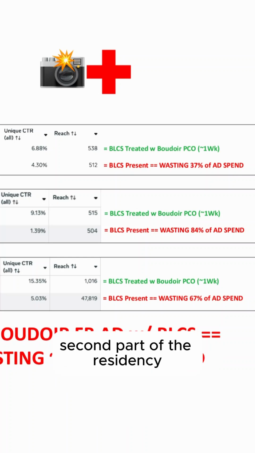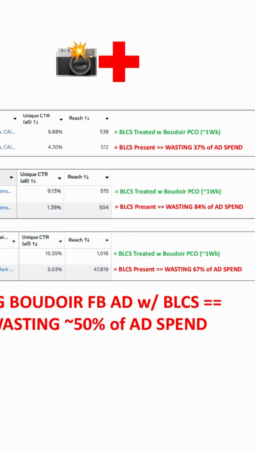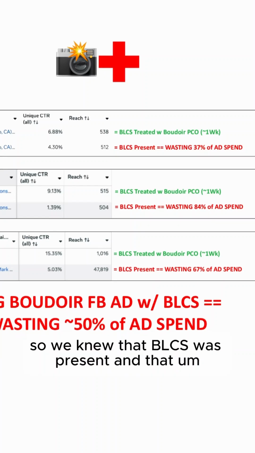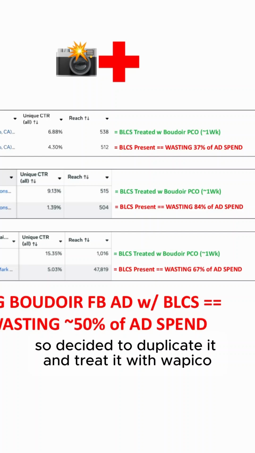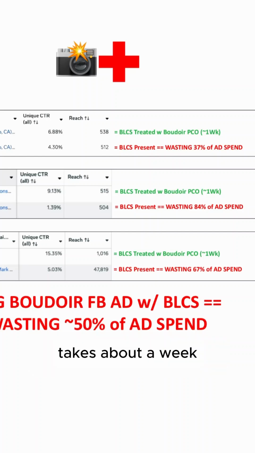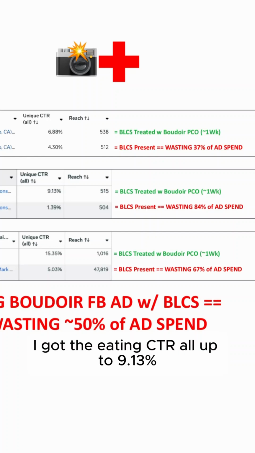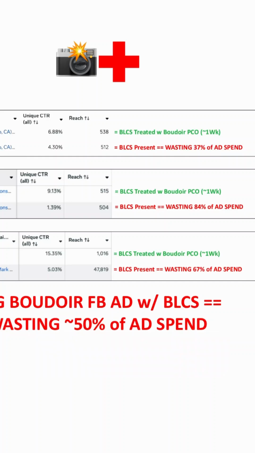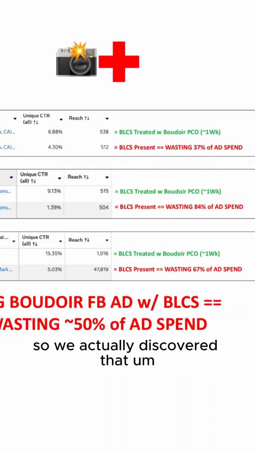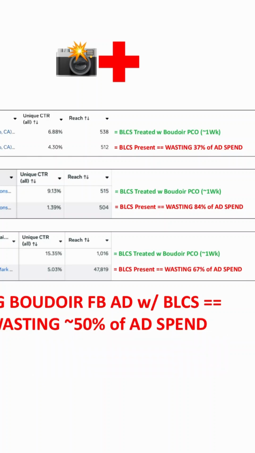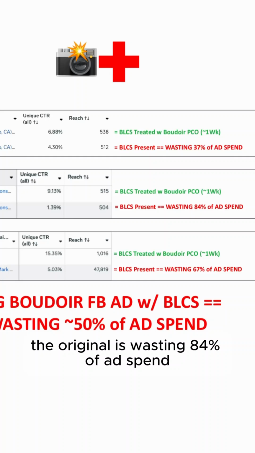Second part of the residency, found a boudoir Facebook ad that had 1.39% unique CTR all. So we knew that BLCS was present, and so decided to duplicate it and treat it with boudoir Pico. Takes about a week. I got the unique CTR all up to 9.13%. So we actually discovered that the original was wasting 84% of ad spend.